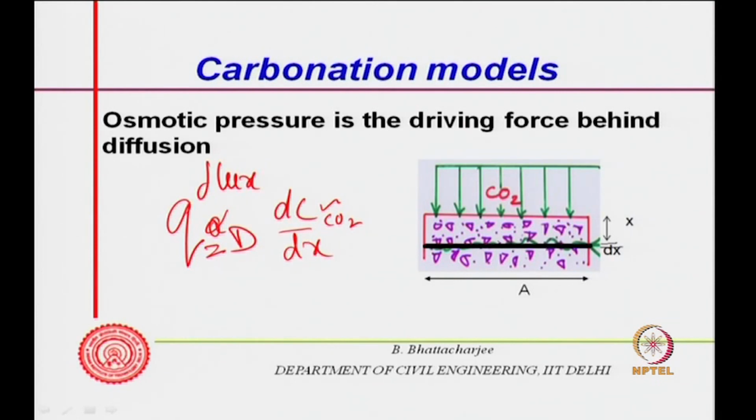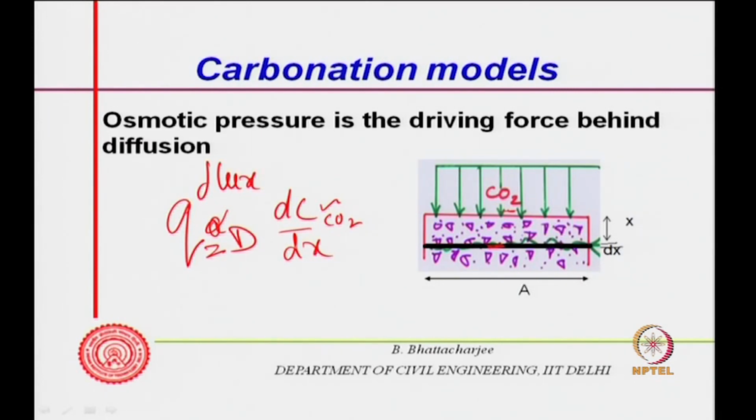So, carbon dioxide concentration here would be 0, and here would be much higher, that is atmospheric carbon dioxide, and therefore this is the x, dc/dx, if I am considering a small length. Let us say carbon dioxide concentration is high here, low there. So, it is proportional to the concentration gradient.